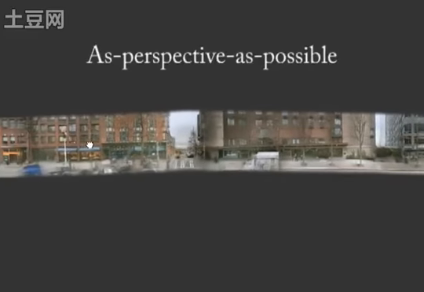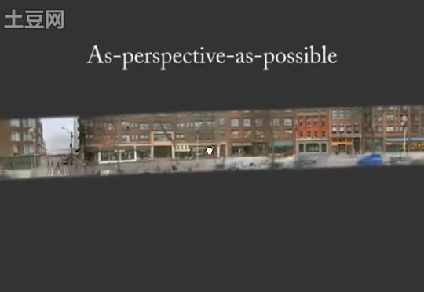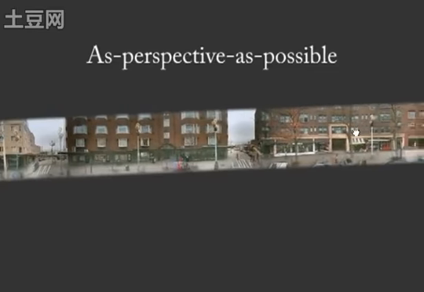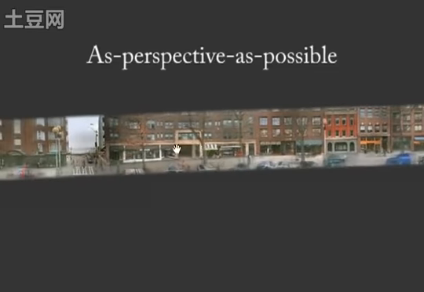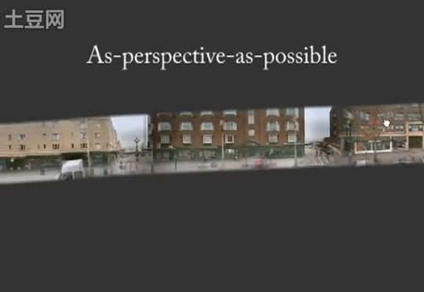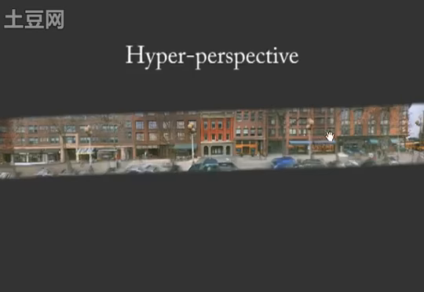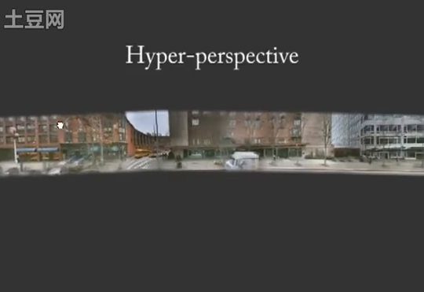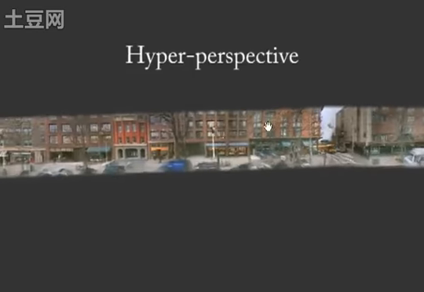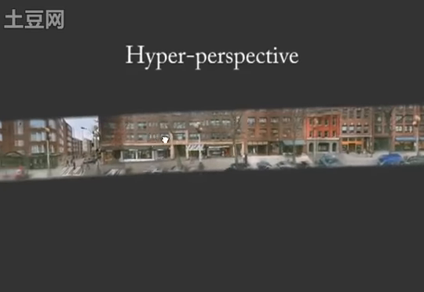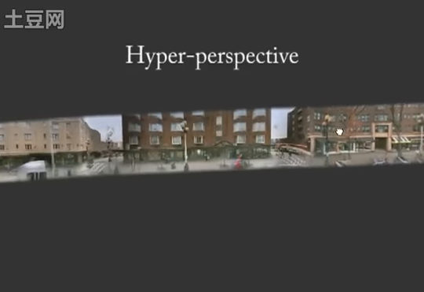In the paper, we describe two projections. One is as perspective as possible, as seen here, where we attempt to create the view one would get from a distance. Note that the central region is almost orthographic. In hyperperspective, as seen here, the field of view of the center widens to accentuate the parallax and possibly better match our mental model of the street side.